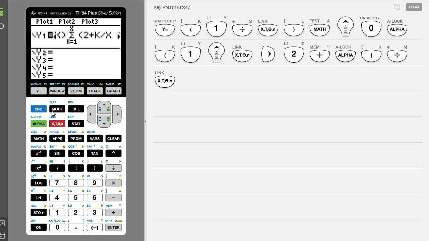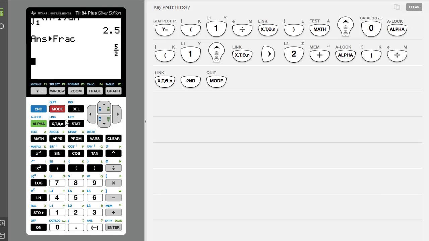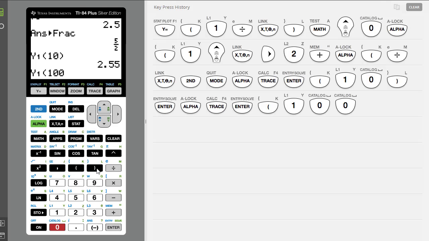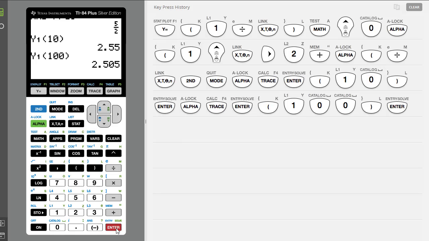It's y1 for us, so let's get out of here. Now we're going to do alpha trace. We want to get y1. Remember, I've used the variable x in place of n in this case. I want to see what happens if we use 10 rectangles. We get 2.55. If I do 100 rectangles, you see I'm increasing the number of rectangles, and it looks like we got 2.505.